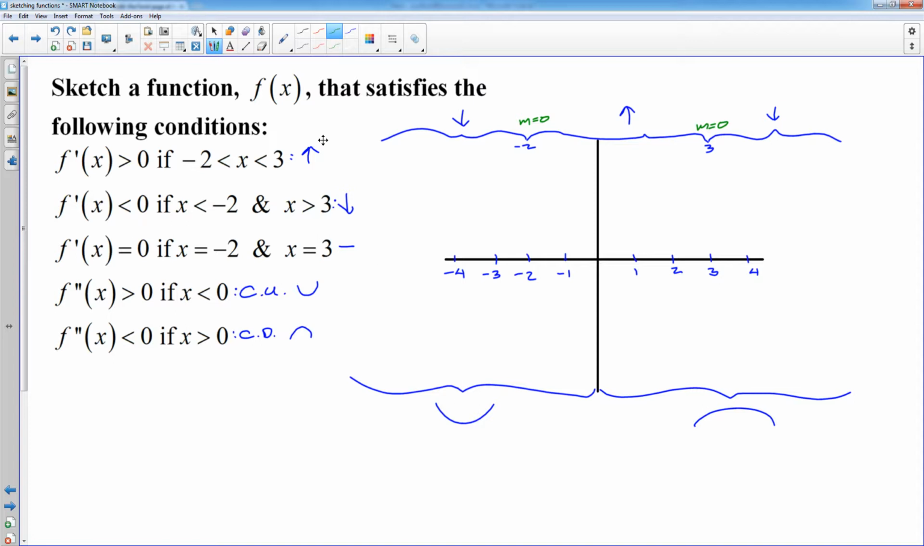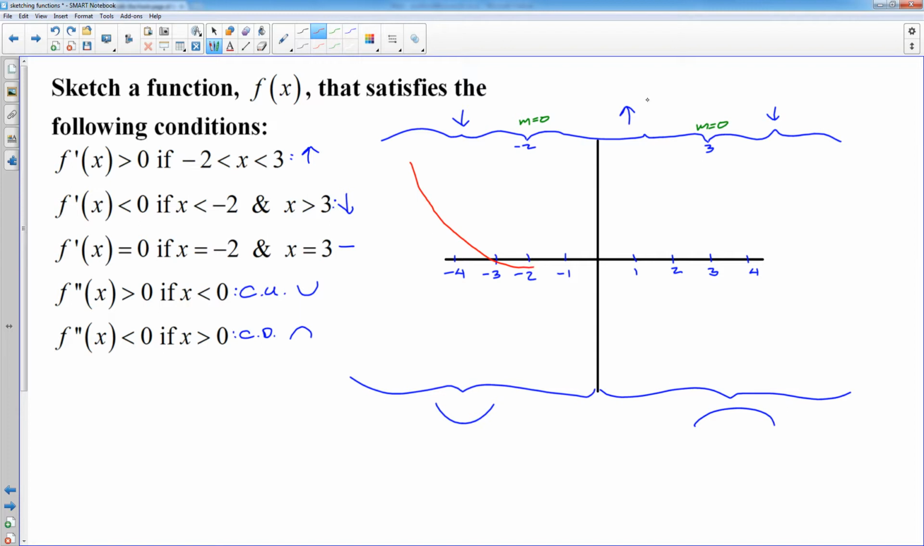Now we need to piece all of this together. My function is going to go down to the left of negative 2, but at the same time it is going to be concave up. So it doesn't need to be linear. I need to be decreasing while concave up. And then when I get to negative 2, I should have a slope of 0. So I'm going to decrease while concave up, and by the time I get to negative 2, I should have a slope of 0.